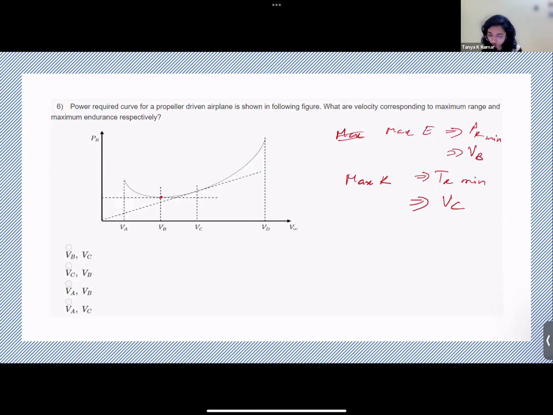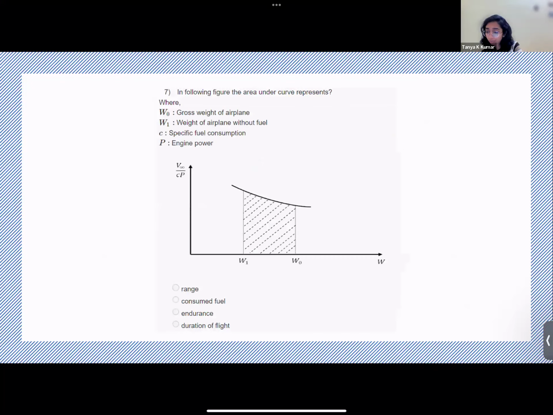So the option would be VC VB, right? They've asked you range first and then endurance. So VC VB. So that second option is the right option. Okay. Now, in the following figure, the area under the curve represents. So on the y-axis, you have V infinity by Cp. On the x-axis, you have the weights. So direct formula. So what was the formula for range?